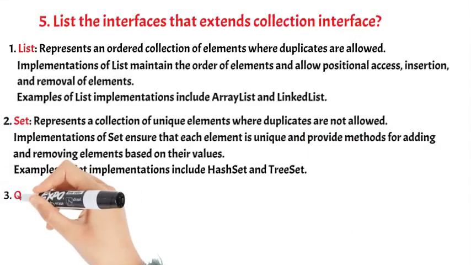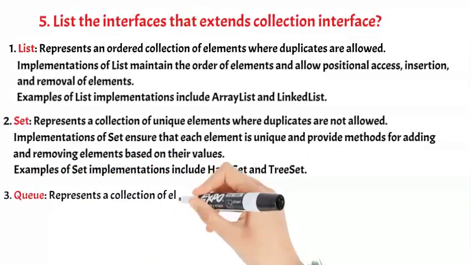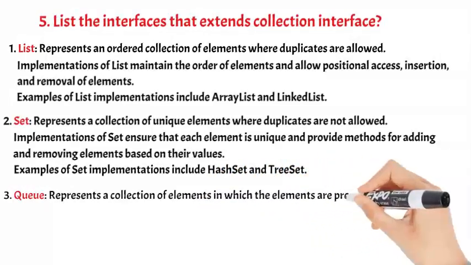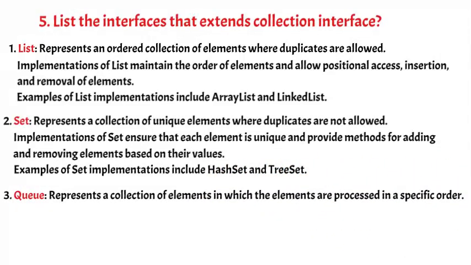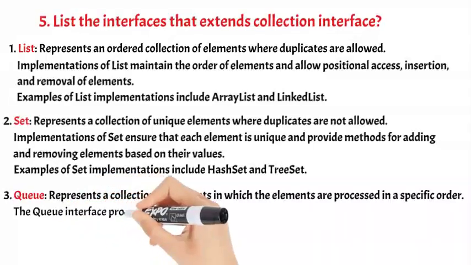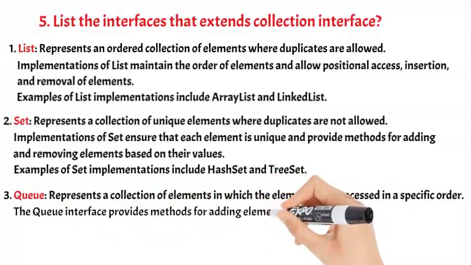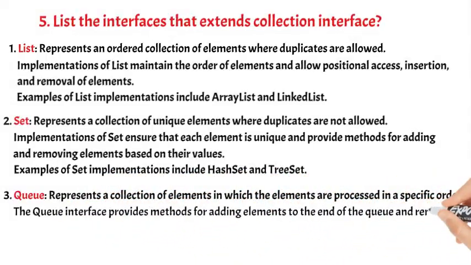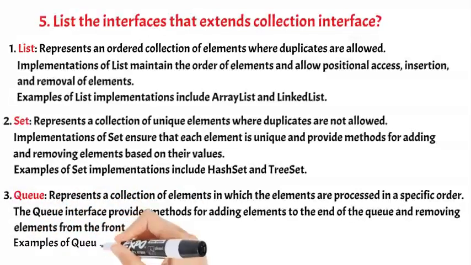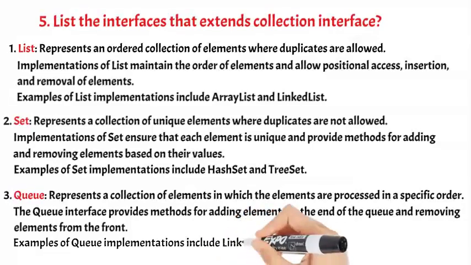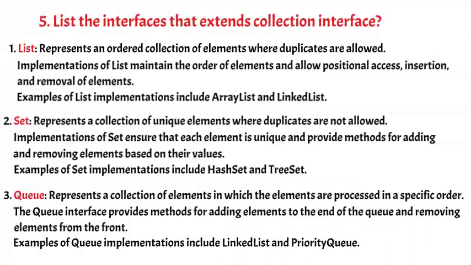3. Queue represents a collection of elements in which the elements are processed in a specific order. The Queue interface provides methods for adding elements to the end of the queue and removing elements from the front. Examples of Queue implementations include LinkedList and PriorityQueue.